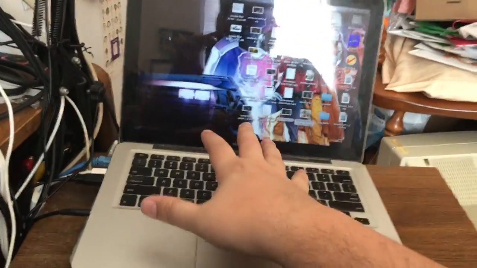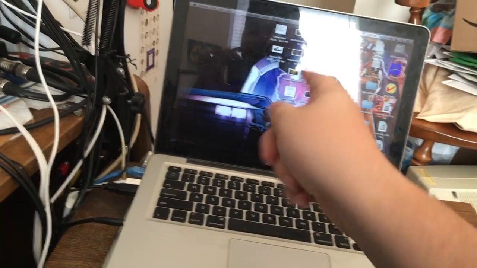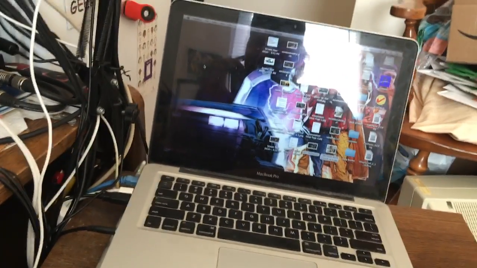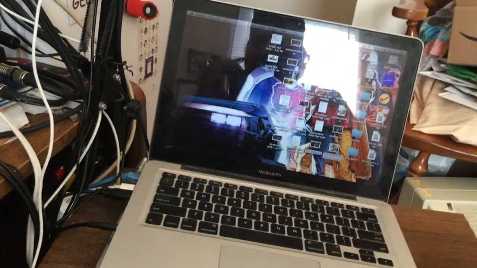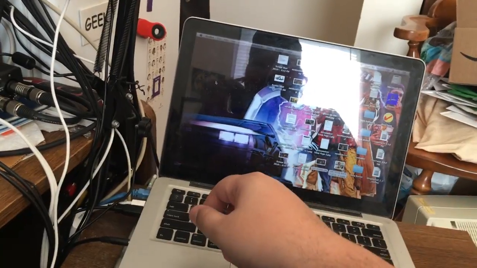We run the show on my MacBook here, which is 2011 or 2012. I cannot remember, because I just can't remember when we bought the computer. This is a MacBook Pro, a 12-inch, that I've had for a while.